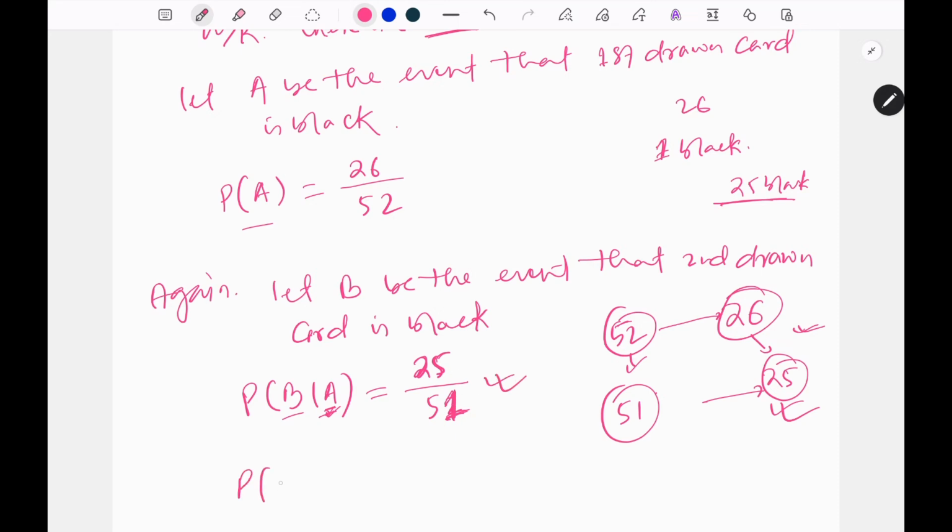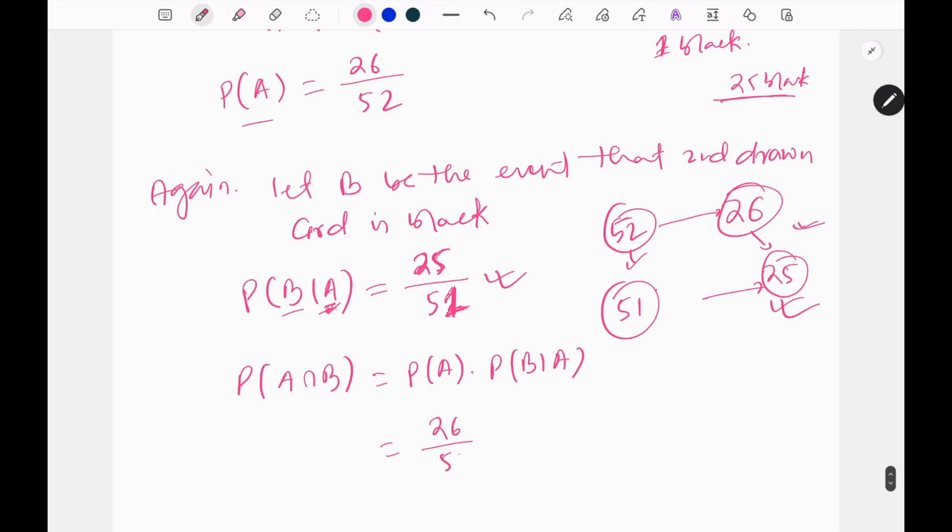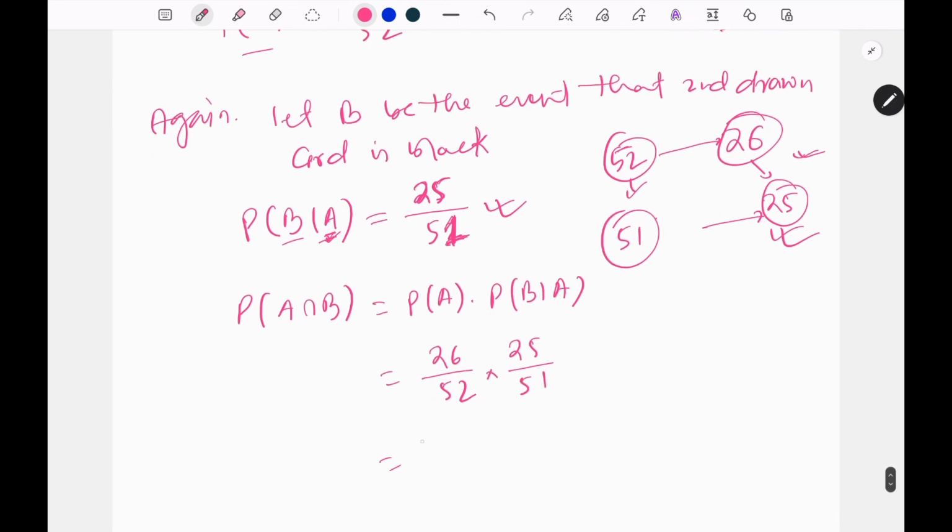Now probability of A intersection B. Probability of A intersection B is probability of A into probability of B given A. So probability of A is how much? 26 by 52 into probability of B given A, which is 25 by 51. So 26 ones are 26, and 26 twos are 52. So it is 25 by 102.